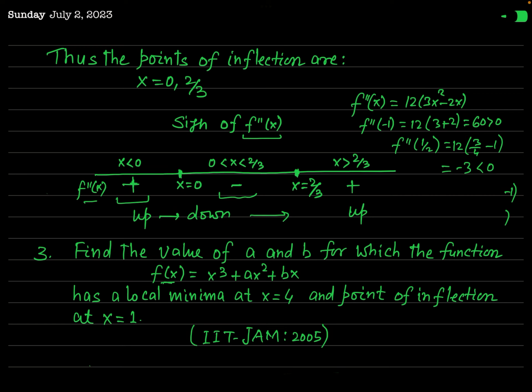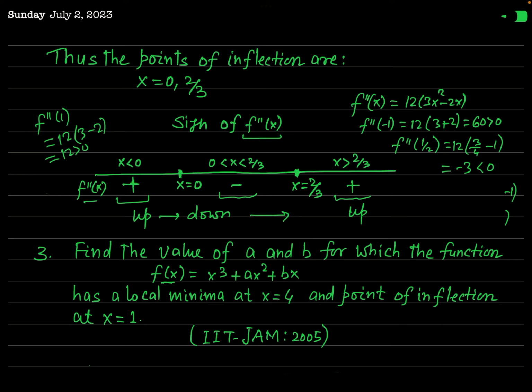Okay, and you can check it by taking a value of x which is greater than 2 by 3. For example, you can take f double dash of 1. This 1 is greater than 2 by 3, and you can see what will be this. This will be 12 times (3x square, x is 1, so this will be simply 3, minus 2x, this will be 2), and this is 12, and this is greater than 0, that is positive. So I have marked it here, that f double dash of x when x is greater than 2 by 3 is positive. So I think you have clearly understood how the problem can be solved.